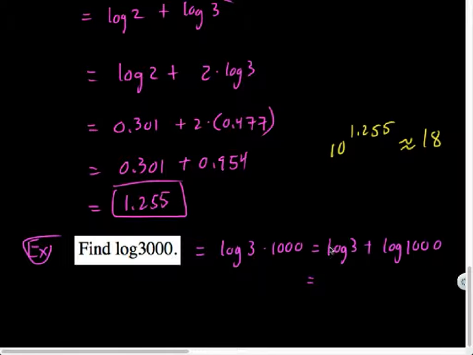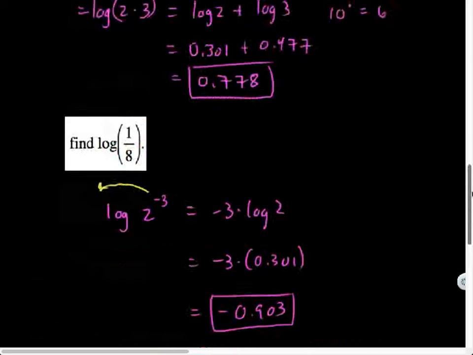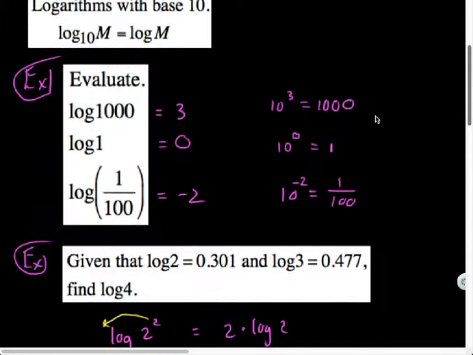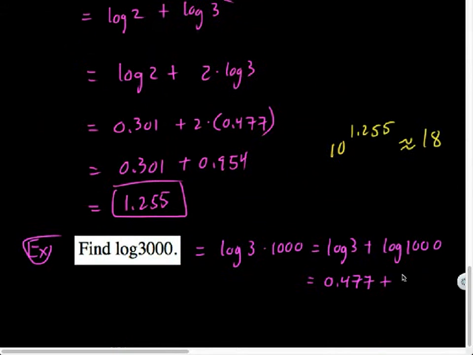Log of 3 is the 0.477 plus log of 1,000. 10 to what power is 1,000? Third power, because 10 cubed is 1,000. So this would equal 3.477.